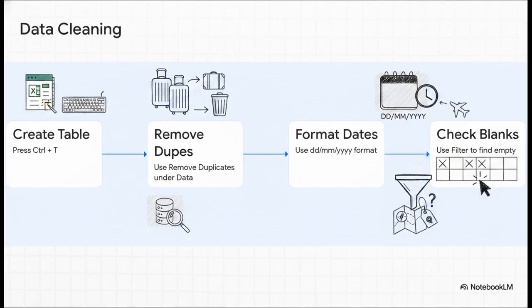Second, head to the Data tab and hit Remove Duplicates. A duplicate booking will completely ruin your revenue calculations. Third, standardize your date formats. Make sure everything is consistently day, month, year, so Excel actually reads them as dates, not just random text. And finally, use your filter tool to hunt down empty cells in crucial columns, like price or destination.